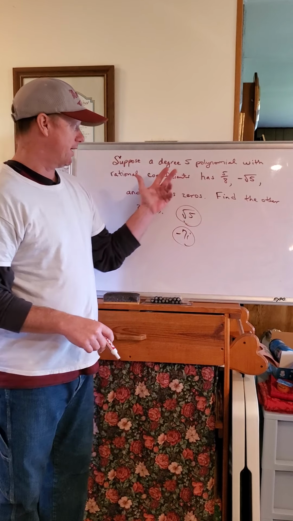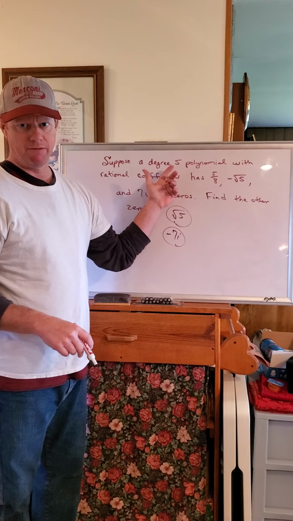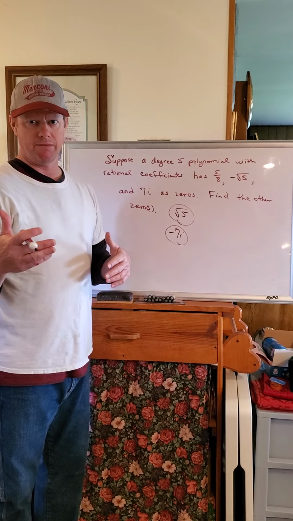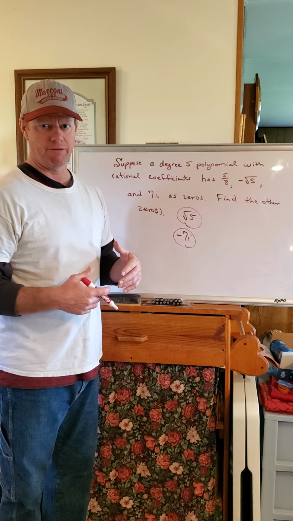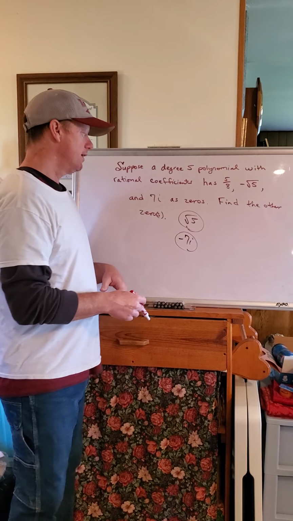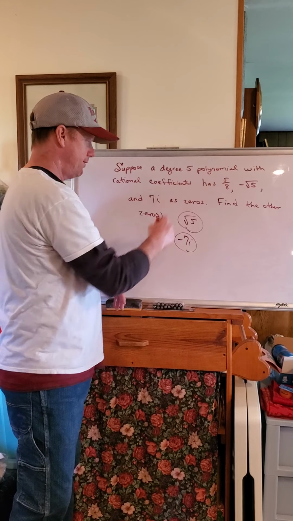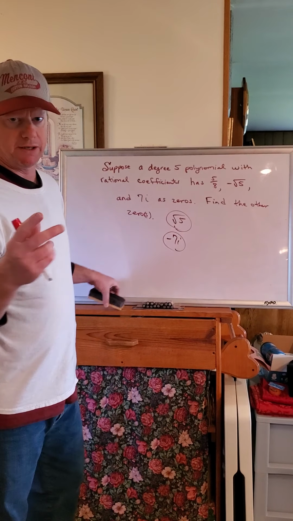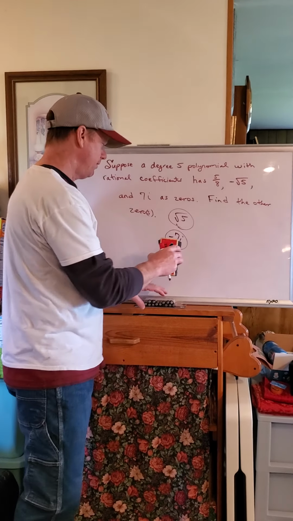So I know we can have up to 5 answers because it's a degree 5 polynomial. That means the highest exponent on the variable in that equation would be a 5. It can have up to 5 answers. It gave us 3 of them, and those are the other 2. Let me give you one more example of that type of problem.